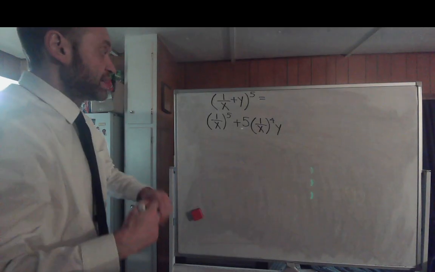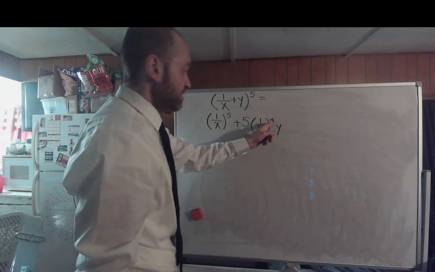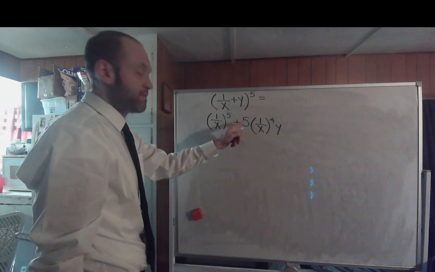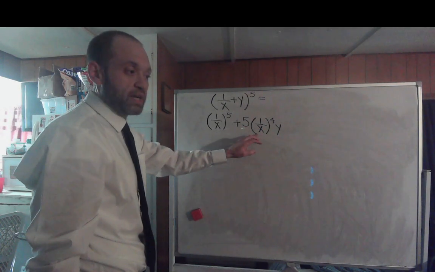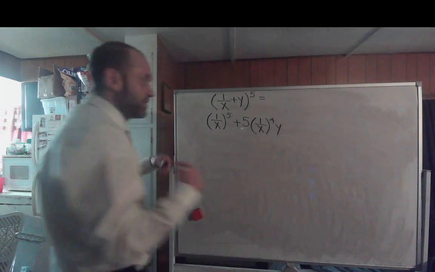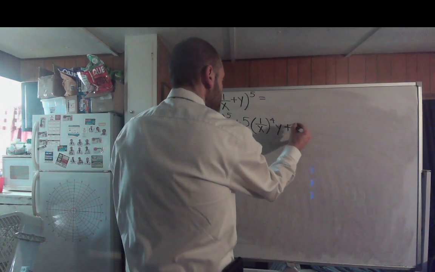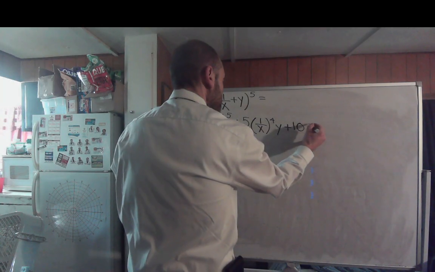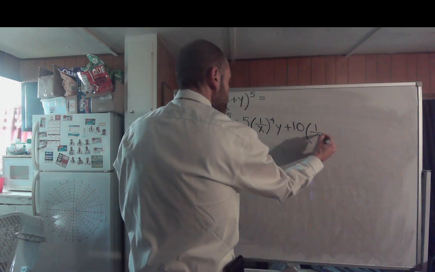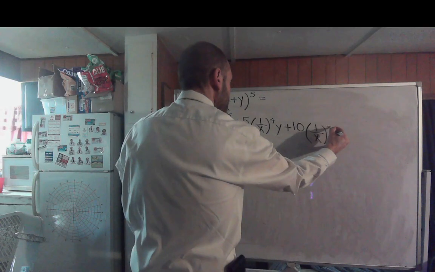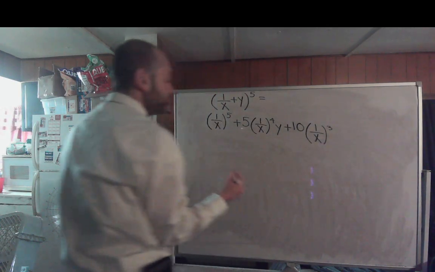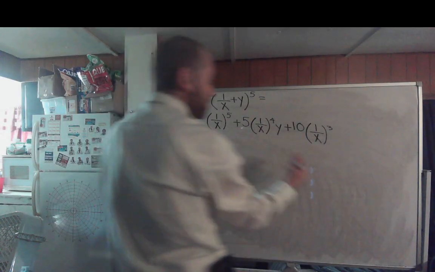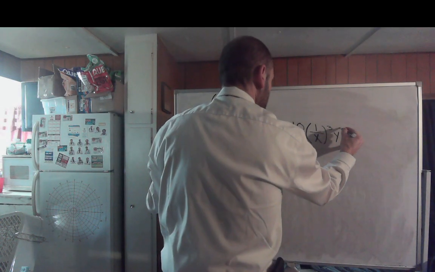Now, to get the next term, I'll take that, bring that 4 down, multiply it by 5. 4 times 5 is 20, divided by the term I'm on, which is 2. 20 divided by 2 is 10. So this will be plus 10 times that 1 over x lowered yet another degree. That would be to the 3rd power. And then you'll raise your y another degree, which would end up being y squared.